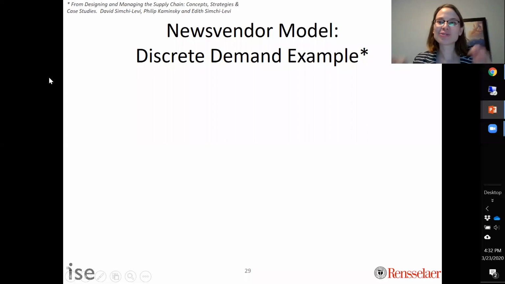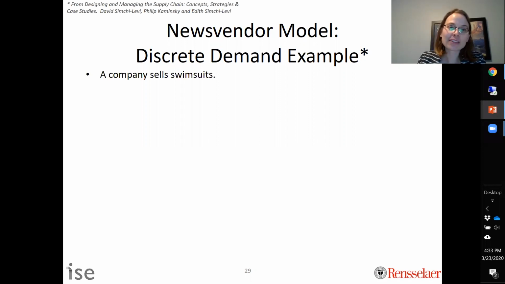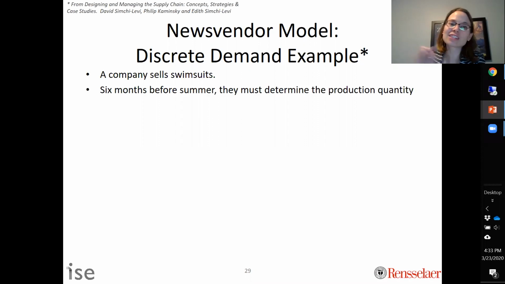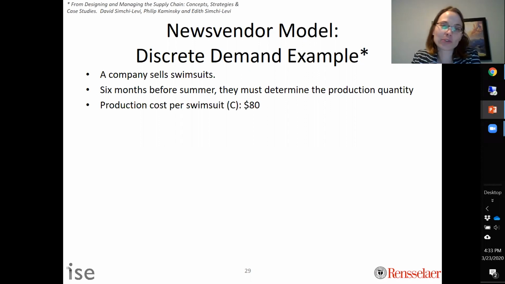Okay, so we are going to do one more example, and this is the Newsvendor model with discrete demand. In this example, we are a company that sells swimsuits, and 6 months before summer, we need to determine the production quantity. And we produce one swimsuit. It would cost us $80.